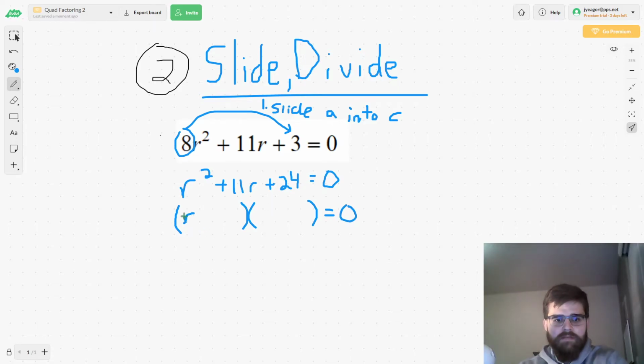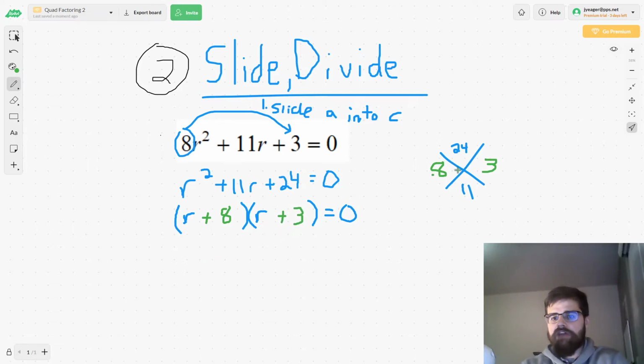We've got R here, we've got R here, and we have to figure out what multiplies to give me 24, and at the same time adds up to 11. Thinking through my factors of 24, I can do 8 times 3. You can think through those factors if that doesn't pop out at you, but if you know your multiplication tables really well, that should come pretty naturally. You can verify 8 times 3 is 24, 8 plus 3 is 11. Okay, so we factored, but this is not our final answer.